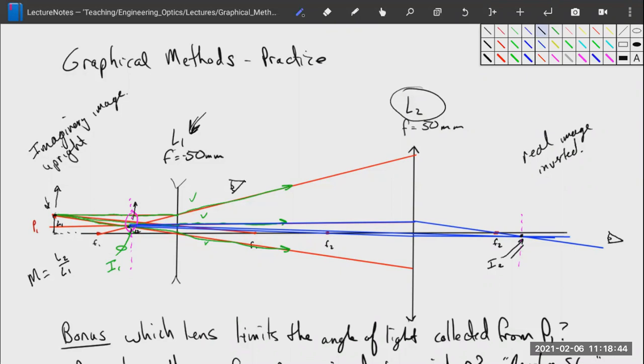Cool. So you can start to see some of the disadvantages of the graphical system with this example, mostly because when you have really shallow rays like this, it becomes very difficult to figure out exactly where they intersect with high accuracy, right? A little bit of error in the height of one of these rays is going to cause a large change in the location of where this intersection is.